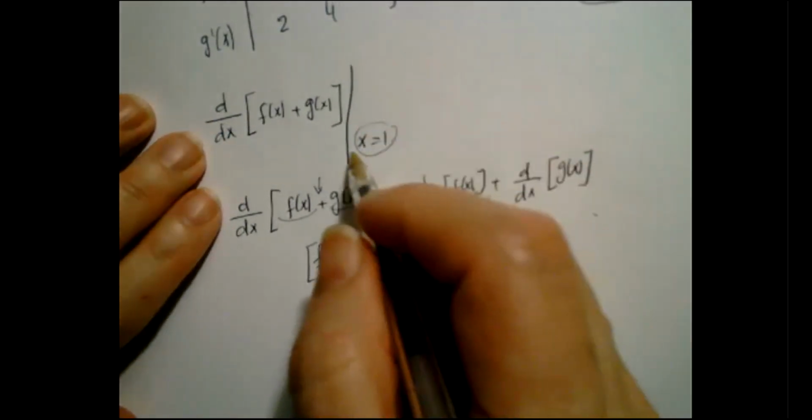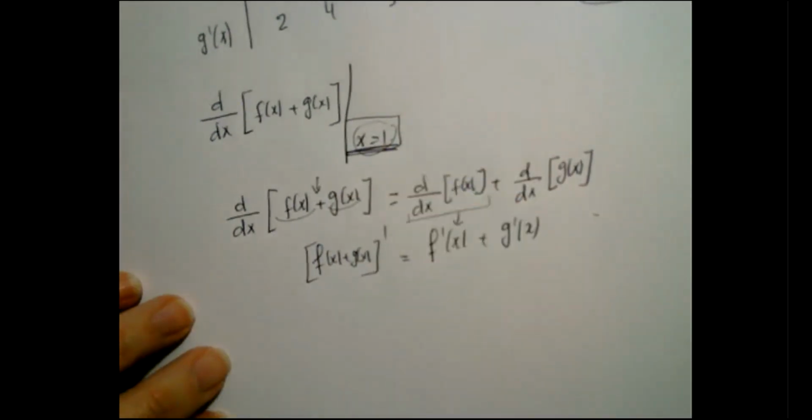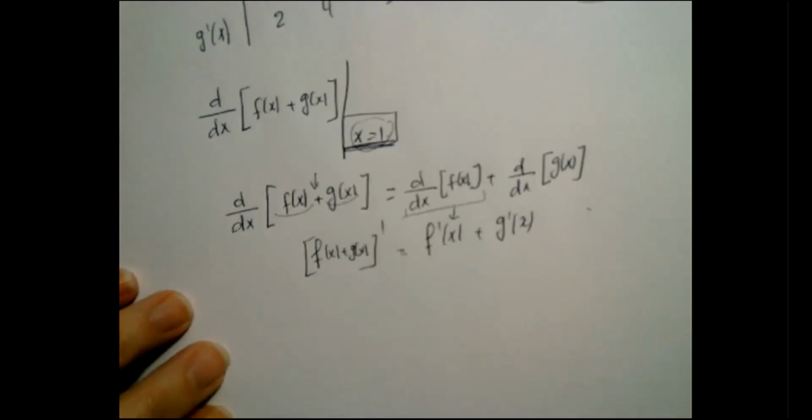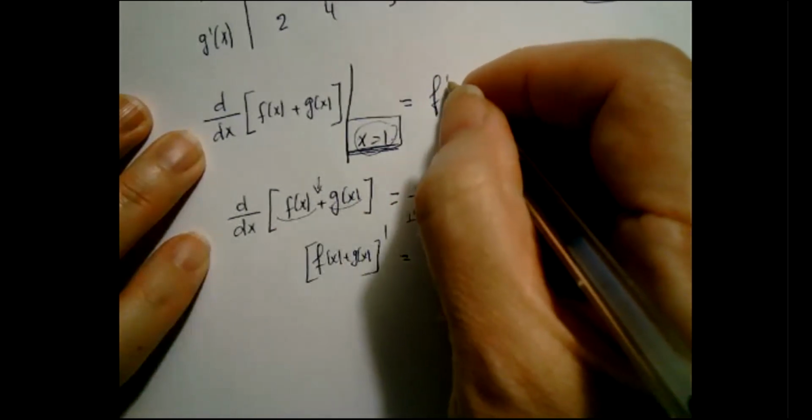Remember, that's nothing more than a notation for the derivative. Now, they want us to find at x equal to 1. So they want us to evaluate everything at a specific point. That's what this notation means.